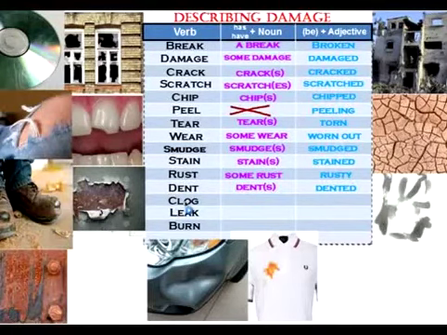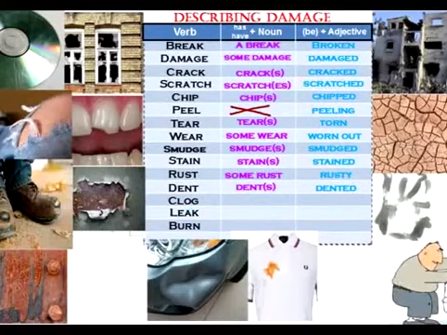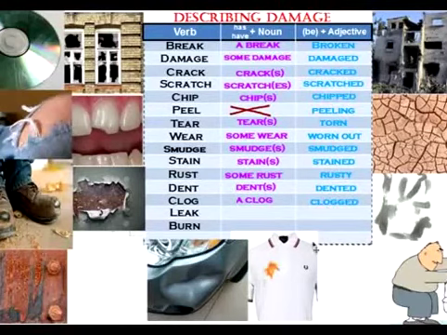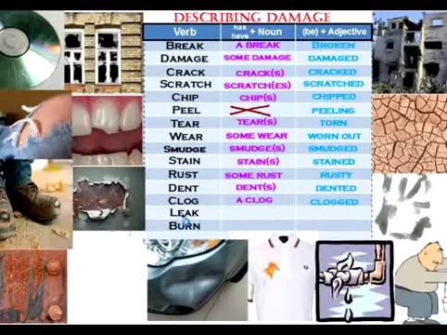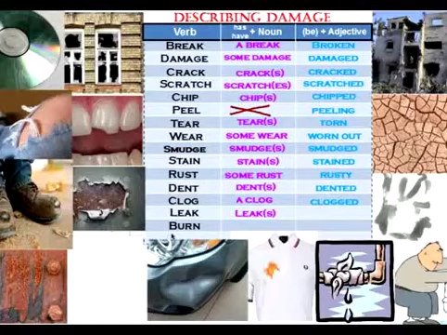Clog. So, imagine this happens to you. It's a terrible thing to happen, but hey, it happens, right? So I could say the toilet has a clog, or the toilet is clogged. Leak. Let's notice what a leak is. So this pipe, if you notice, it's going drip, drip, drip. And we could say it has leaks, right? Or it has a leak. Or you could say it is leaking as the adjective.